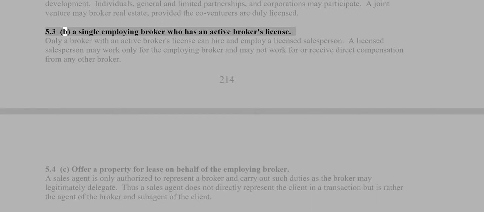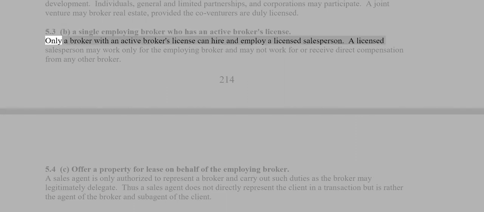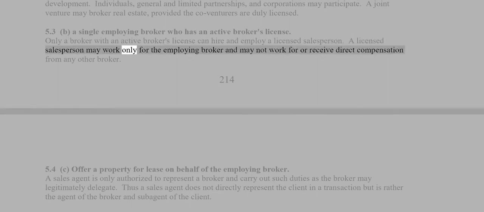5.3 B. A single employing broker who has an active broker's license. Only a broker with an active broker's license can hire and employ a licensed salesperson. A licensed salesperson may work only for the employing broker and may not work for or receive direct compensation from any other broker.